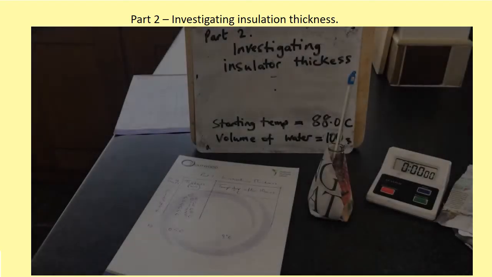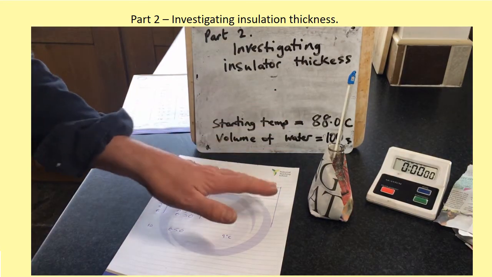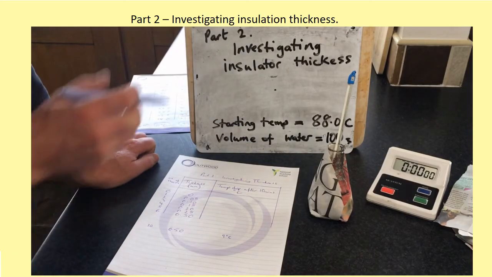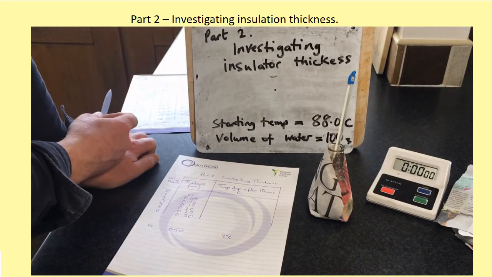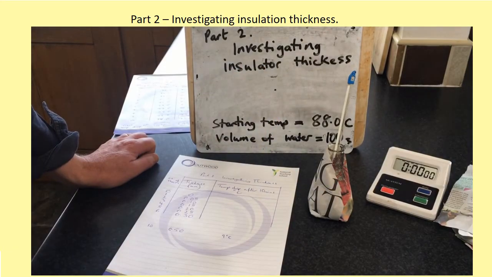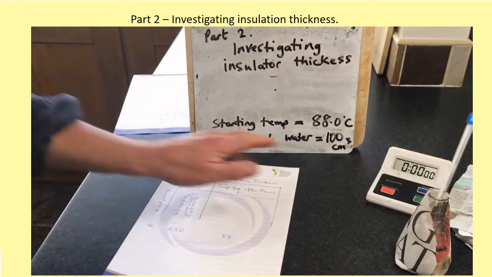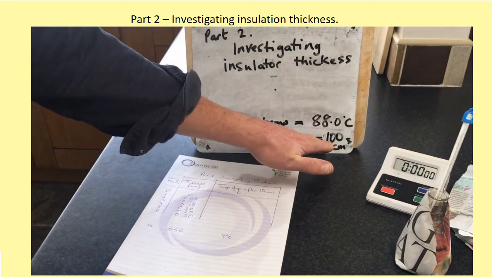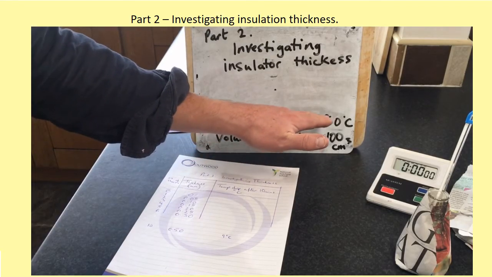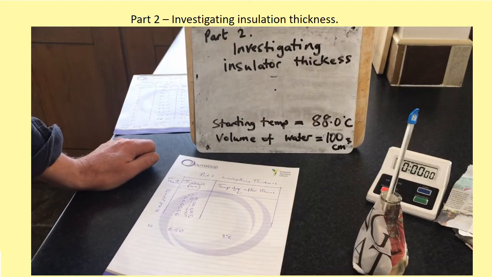This time we're going to look at just one material, and I've picked newspaper to do this because it's the easiest to put layers on. Part 2, investigating insulator thickness. So we want to see how the thickness of it affects its ability to keep heat in. Control variables: same volume of hot water as before, 100 centimeters cubed. I'm going to use the same starting temperature as before, 88 degrees C. This time I'm not touching any other insulators apart from newspaper.